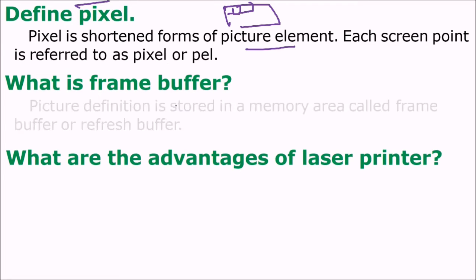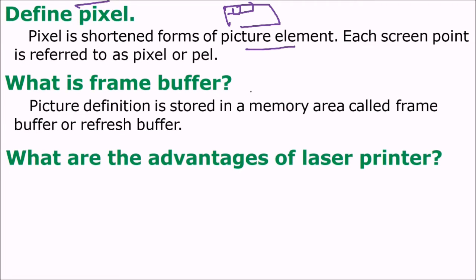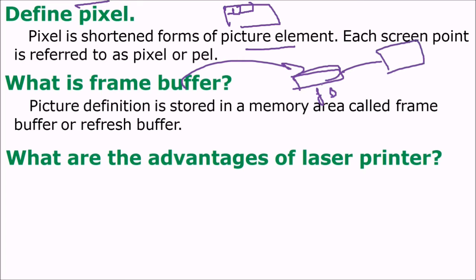What is frame buffer? Picture definition is stored in a memory area. So actually it is a memory area. We call it a frame buffer or refresh buffer. This holds the picture just before it is about to be sent to the screen for display. This is the frame buffer, and it is implemented mostly in hardware.